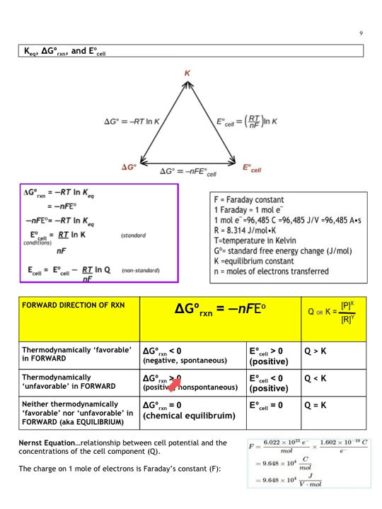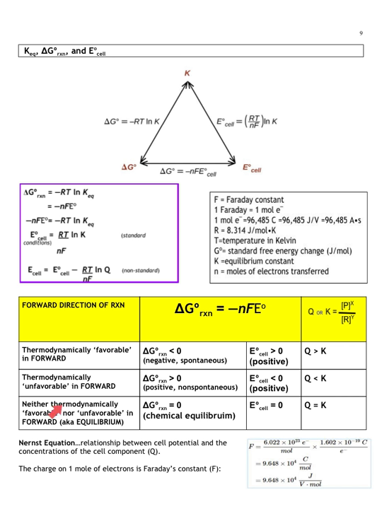G is positive, which means it's non-spontaneous, and then the E cell is less than 0. And in this case, your Q is actually going to be less than your K, which means you have a lot more reactants than products. So it doesn't favor the production of products at that point.